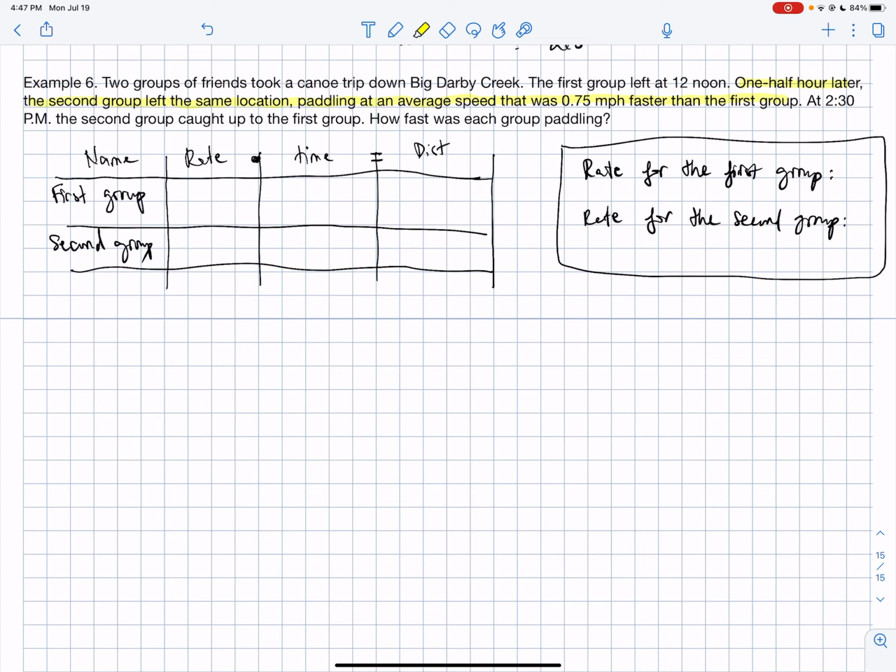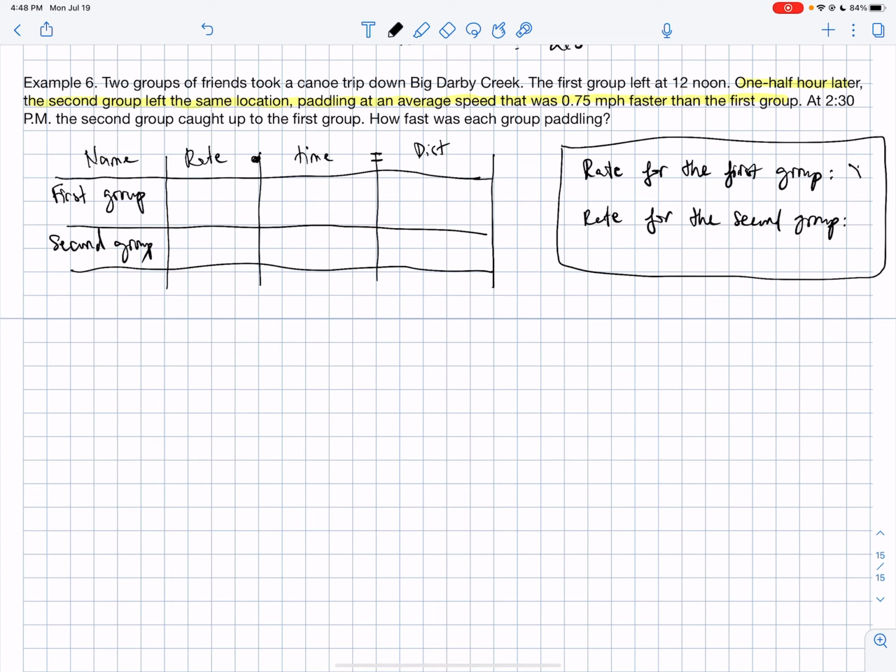And 0.75 does not mean the speed of the first group, and does not mean the speed of the second group. It means one group is faster than the other by 0.75. So you read the sentence: both the first group's and the second group's rate, we do not know. The one we know the least information about is the one we assign the variable. One more time, the second group paddled at an average speed that was 0.75 miles per hour faster than the first group.